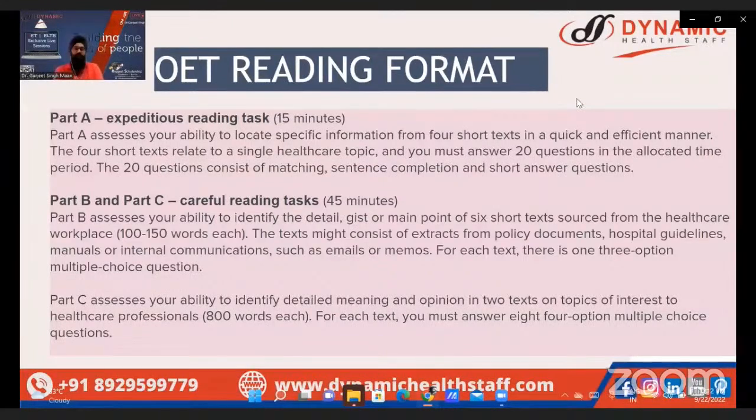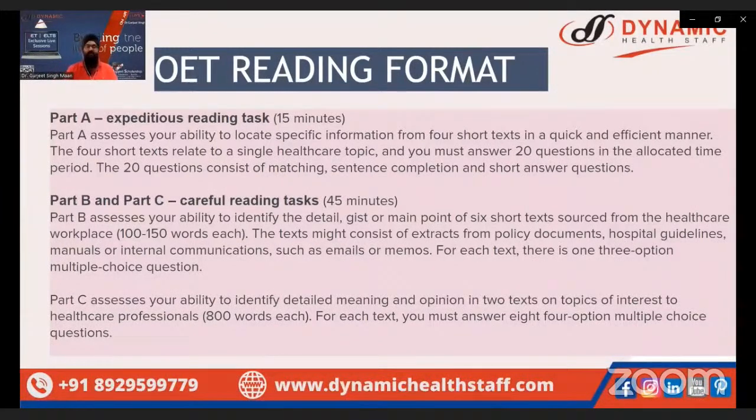Listening was also non-profession specific. This is also non-profession specific. That means every profession, no matter which profession you are from, you will be getting the same question paper. Now, reading is divided into three parts again, 42 questions, but mainly it is divided into two parts. Part A is an expeditious reading task, and parts B and C altogether are a careful reading task.